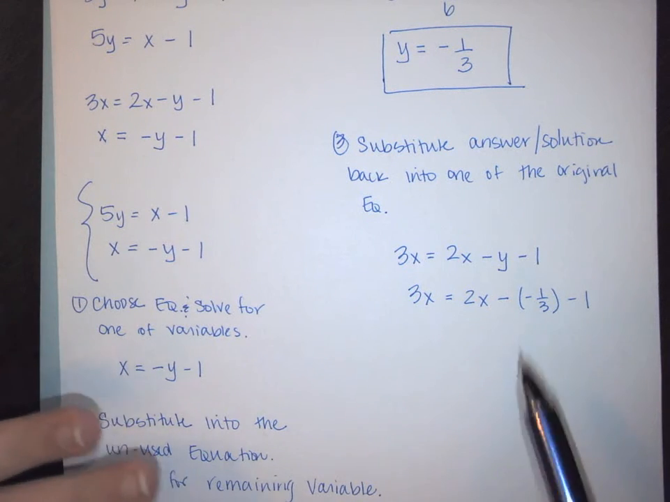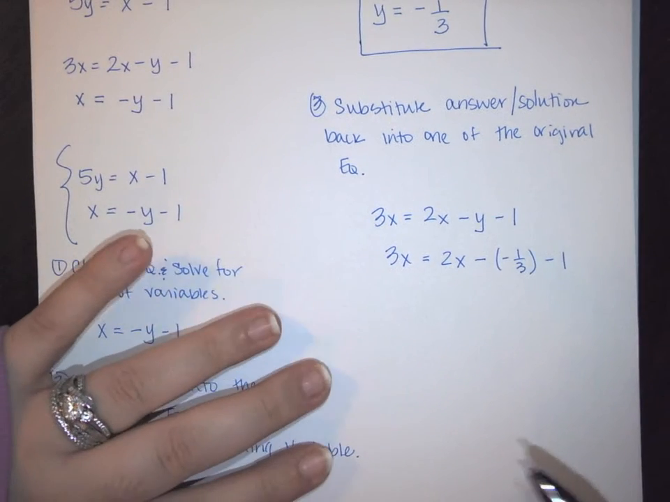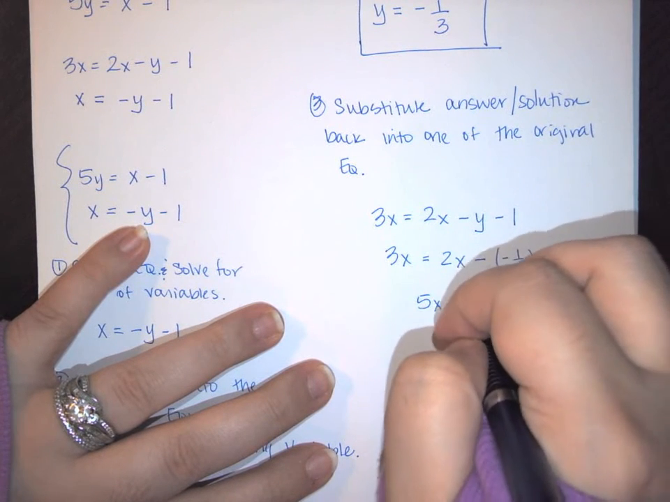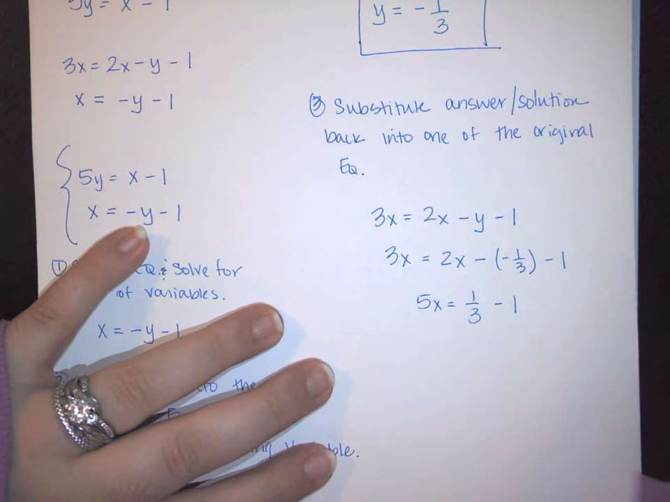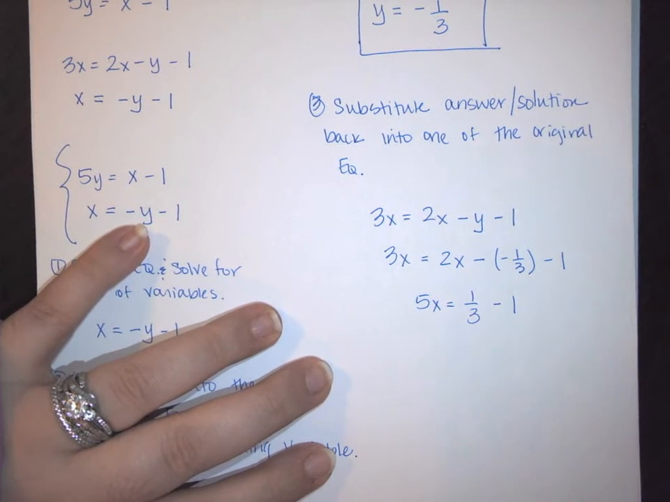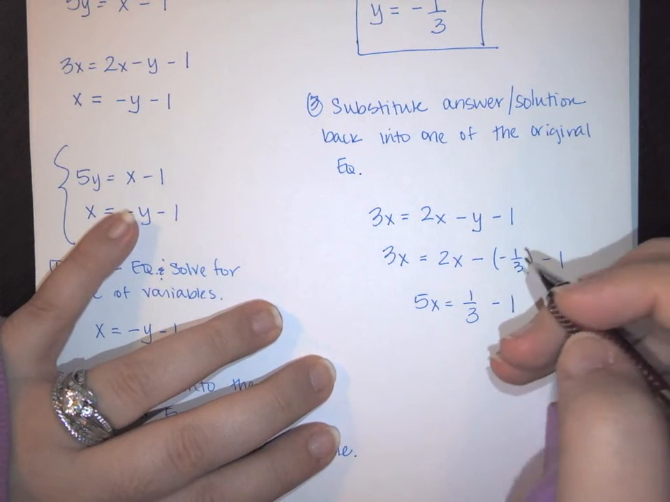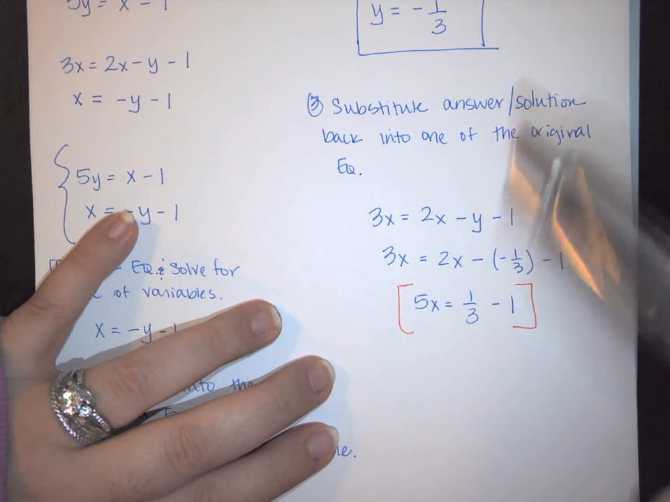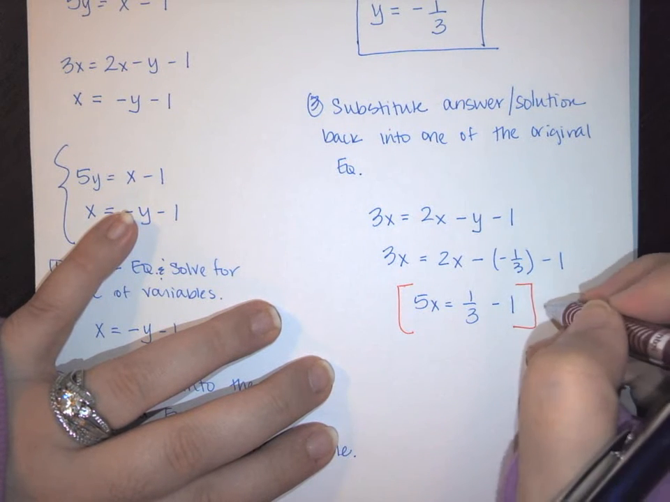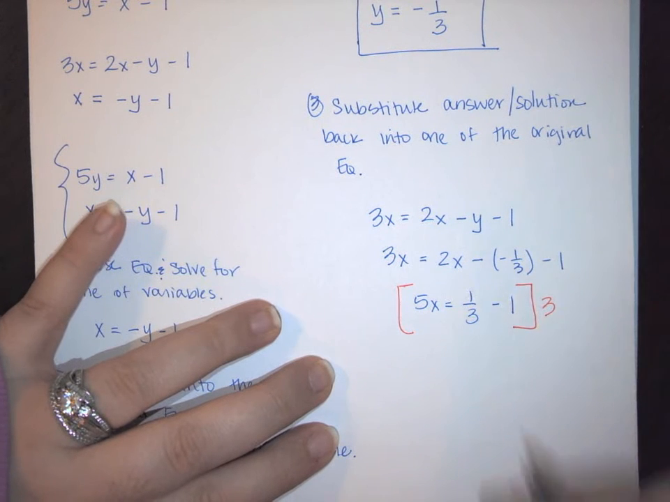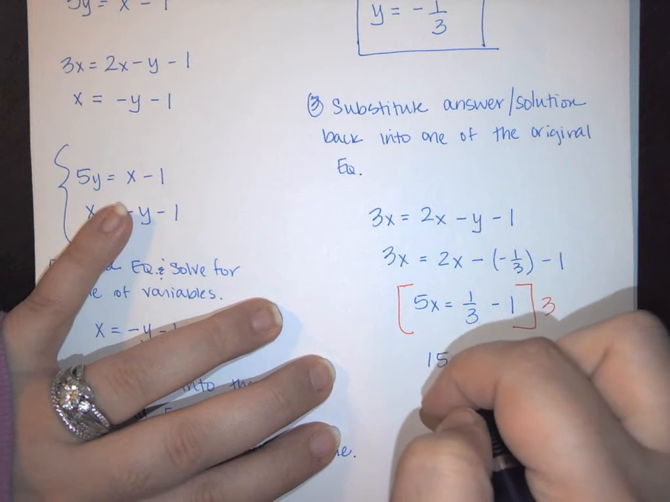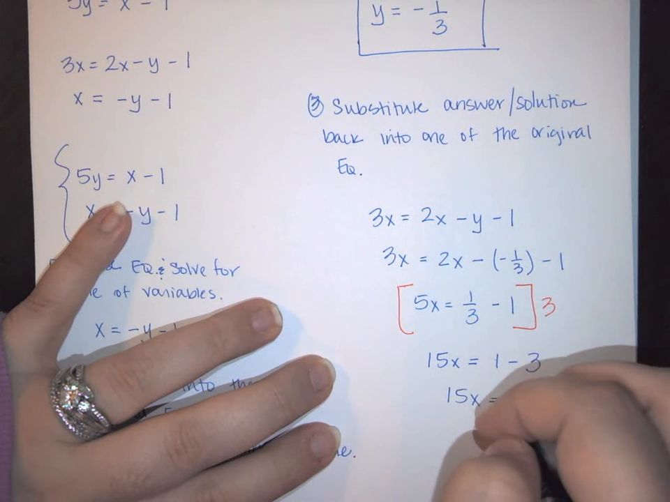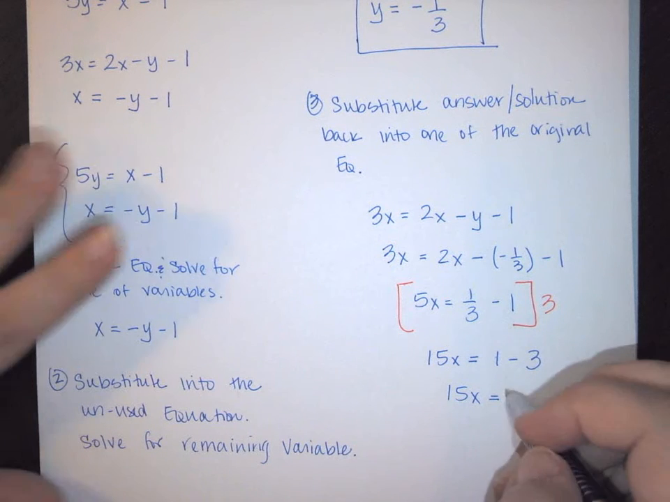I'm going to go ahead and again combine my x's. So I'm going to move it over. This becomes 5x is equal to, negative and negative is positive, so this is 1/3 minus 1. I want to get rid of my fraction to make things a little bit easier on myself. So I'm going to multiply this whole thing by 3, which is our denominator. And so here this is going to give me 15x is equal to 1 minus 3. So my 15x is equal to 1 minus 3, which is going to give me negative 2.